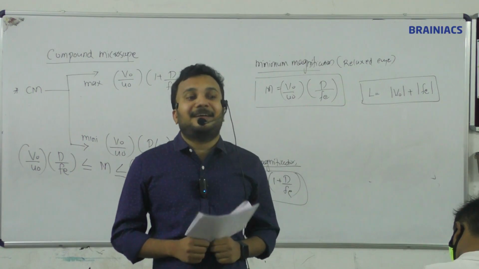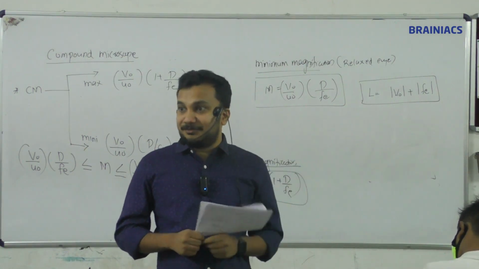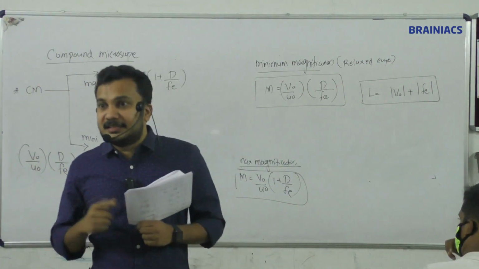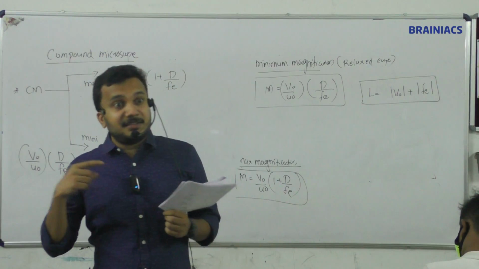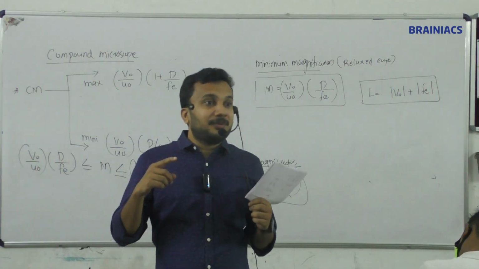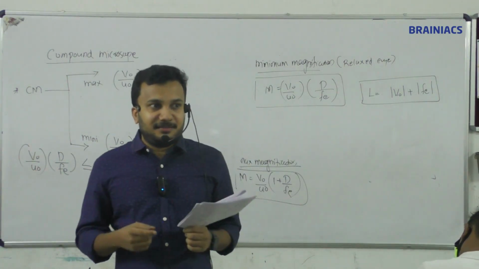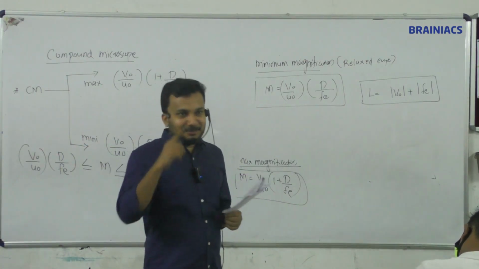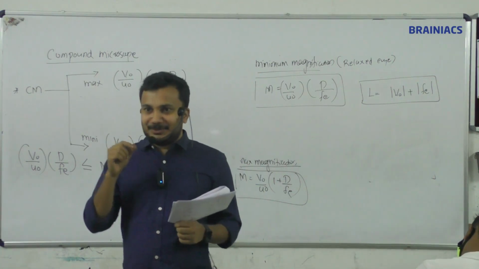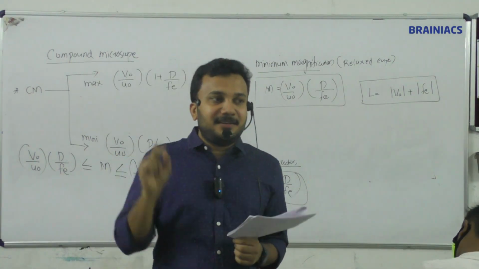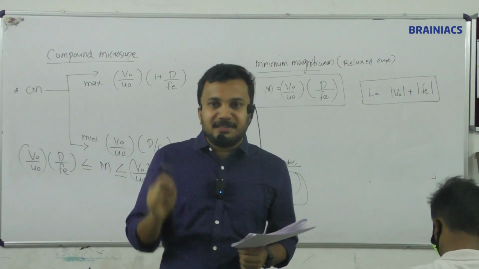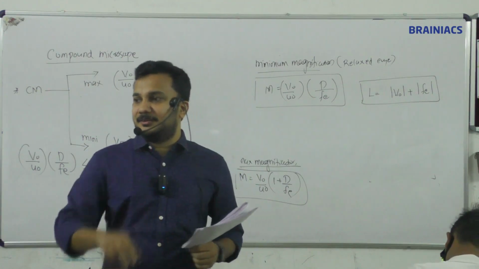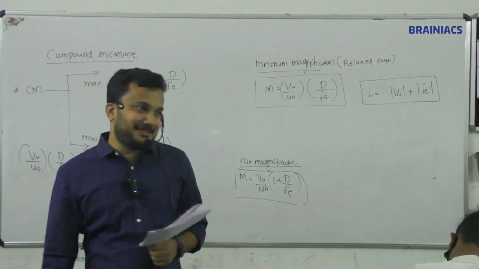Image at infinity is for a relaxed eye. For a strained eye, the image will be at the least distance of distinct vision. Image is at infinity for which condition? For a relaxed eye. That's important. So image at infinity is the condition for a relaxed eye. The condition was given as a clue in the question.